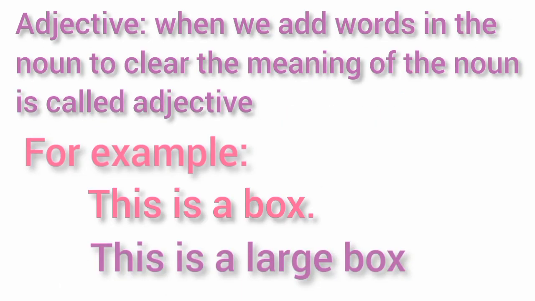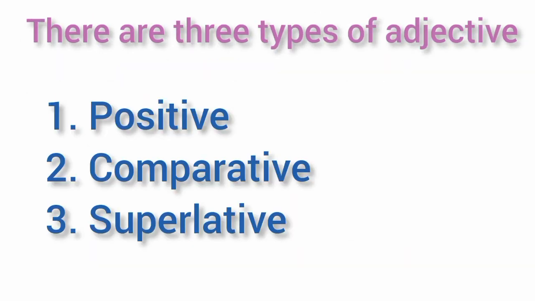Adjective. When we add words to the noun to clarify the meaning of the noun, it is called an adjective. For example, this is a box. This is a large box. Large in the sentence clarifies the meaning of the noun. There are 3 types of adjective: positive, comparative, superlative.